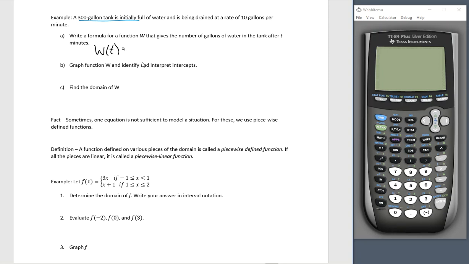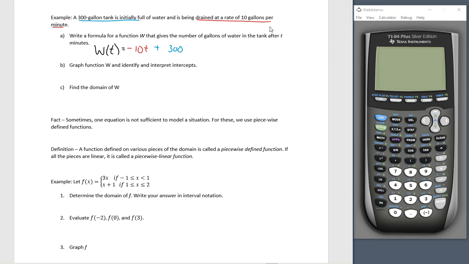W of t equals, I know that I initially have 300 gallons and it's being drained at a rate of 10 gallons per minute. Drained, so it's going down by 10 gallons every minute. This plus sign, let's not make that red. That should be blue because we started with a positive value of gallons of water. That's it. Don't overthink it. Drained, negative. It's going down by 10 gallons every minute. And t is the number of minutes.